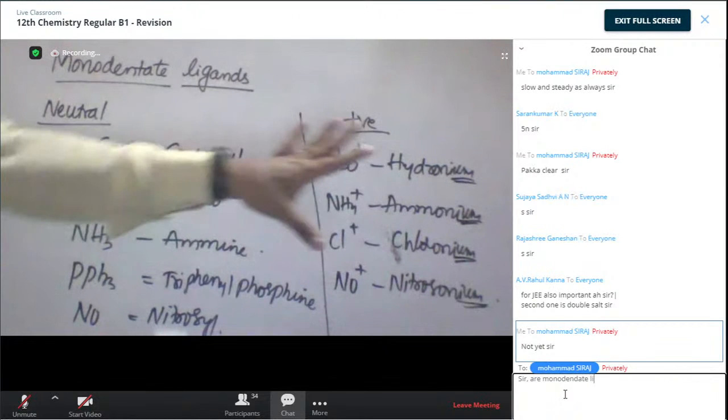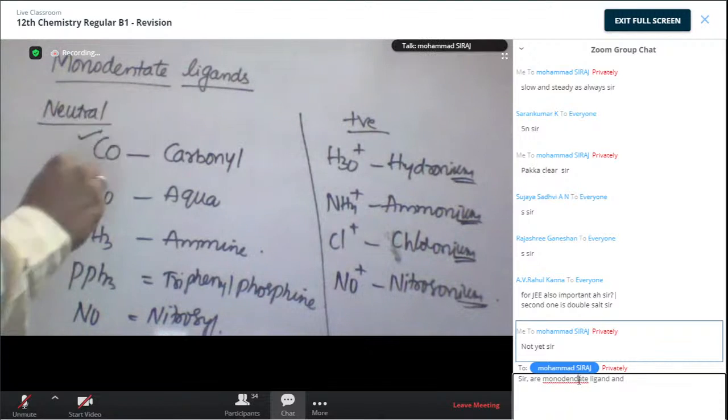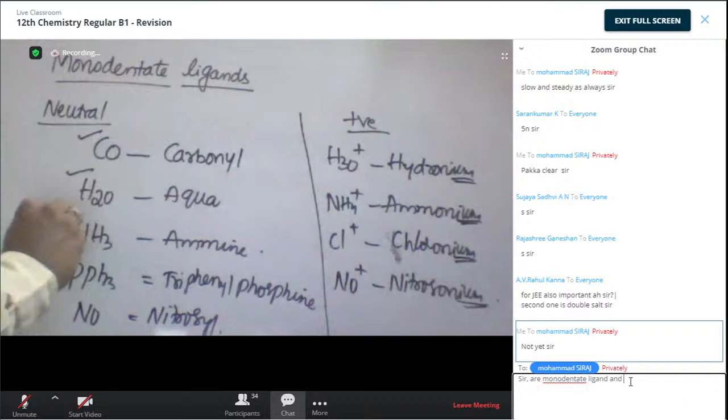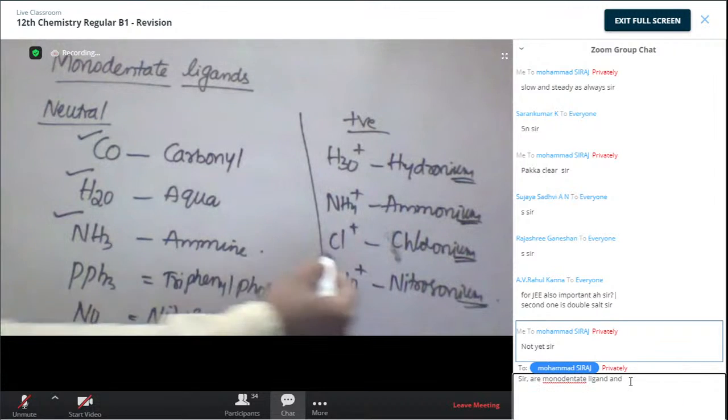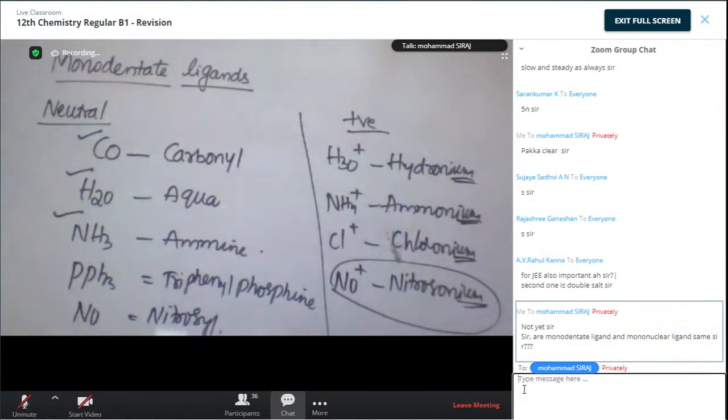These ligands are very rarely used ligands. Mainly used ligands are carbonyl, water, and NH3, which are the very commonly used ligands. This nitrosonium ligand will come in one specific case that I will discuss. Everything I will discuss. Is it clear? Shall I move to next?